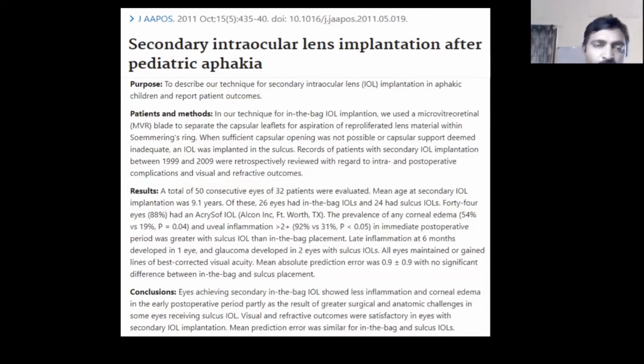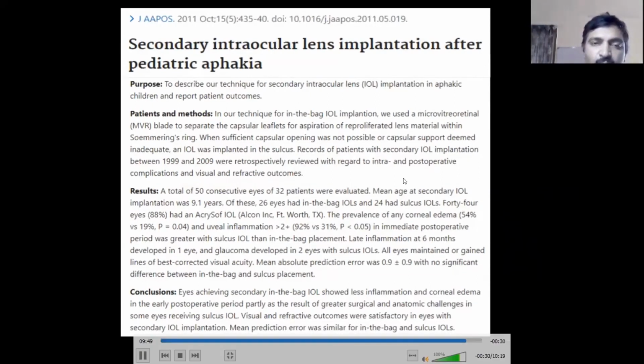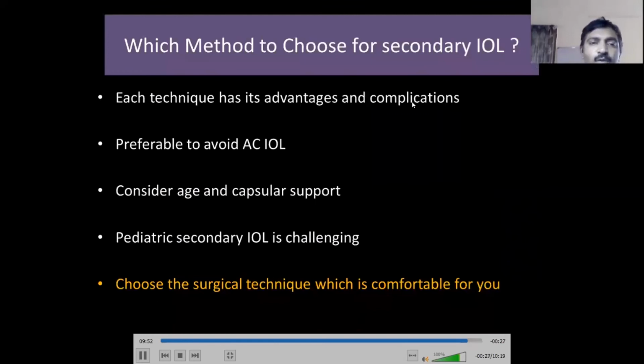But visual rehabilitation is one challenging issue with either primary or secondary surgery in a pediatric patient. And the earlier the secondary IOL, the better in the pediatric case. So which technique to choose? Each technique has its advantages and complications.